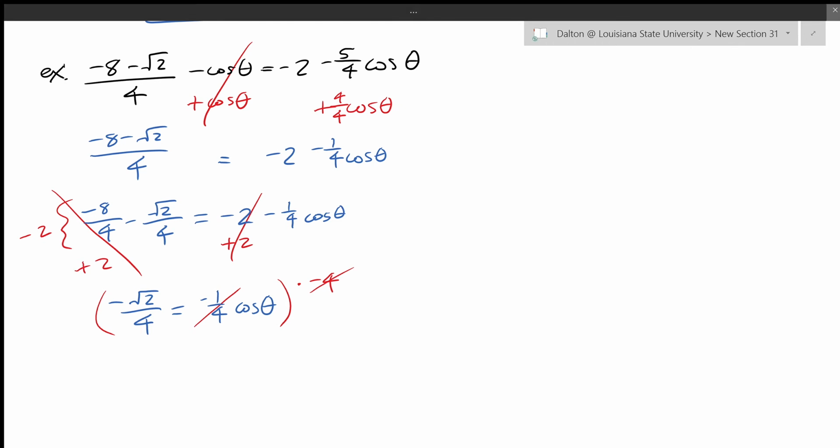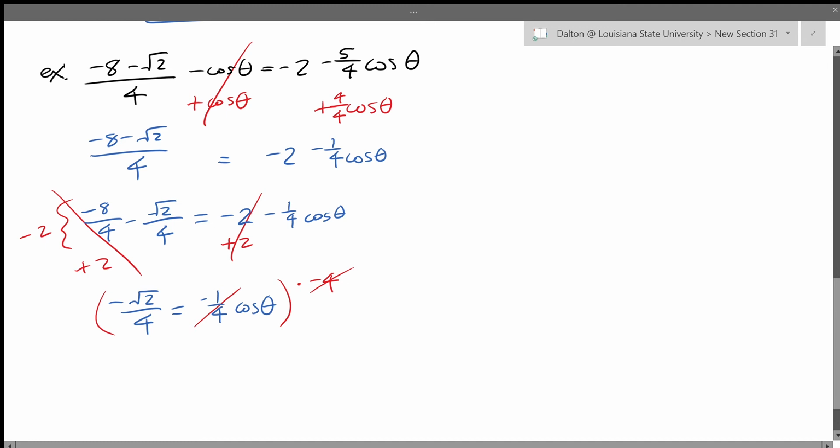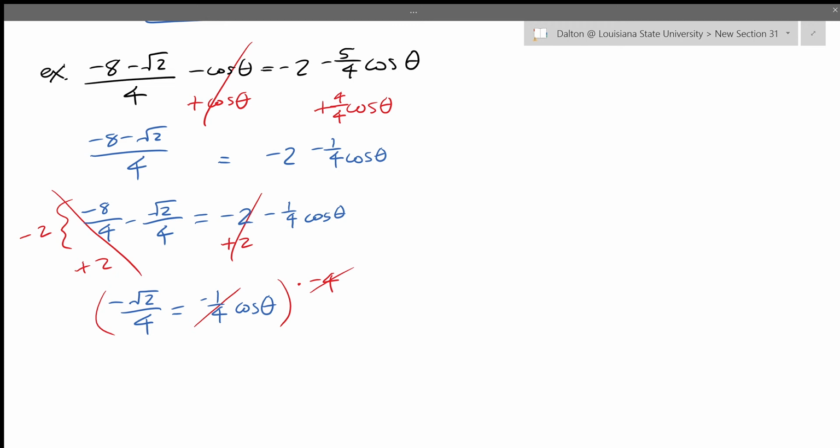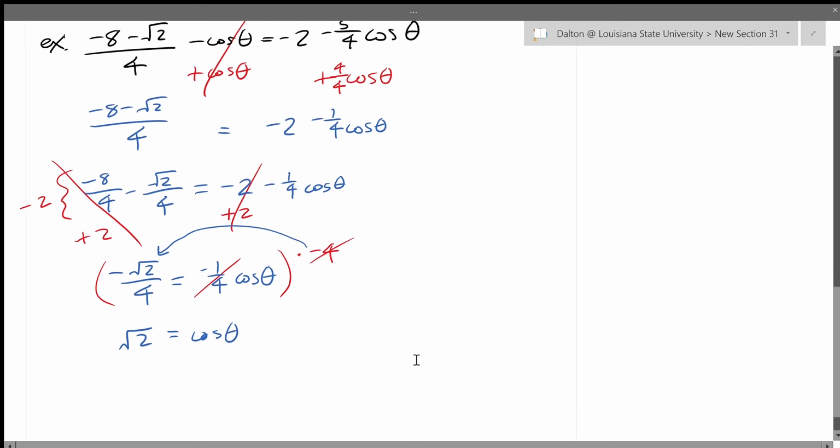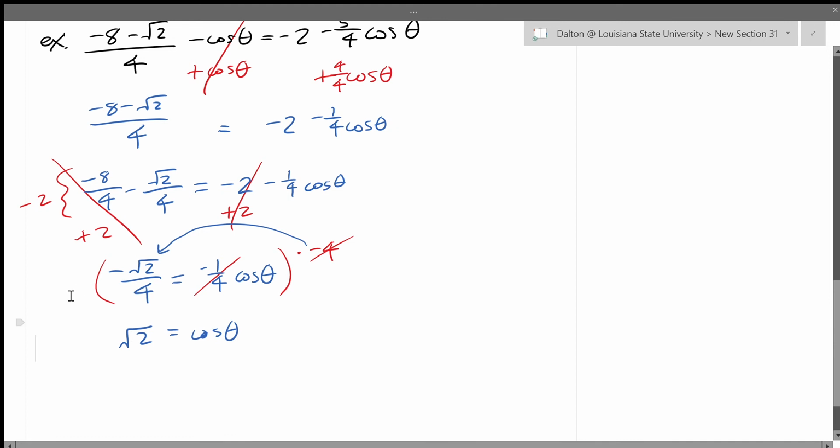And then on the left-hand side, I'm going to have negative 4 times negative square root of 2 over 4. And again, negative times a negative is a positive. A 4 on the top and on the bottom is a 1. So it's only going to leave me, when I distribute it, with the square root of 2 on the left-hand side, is equal to the cosine of theta. So I've successfully isolated my trig function. Cosine of theta is equal to the square root of 2.